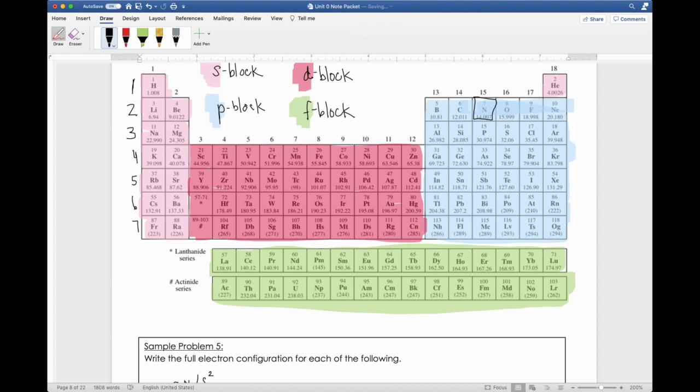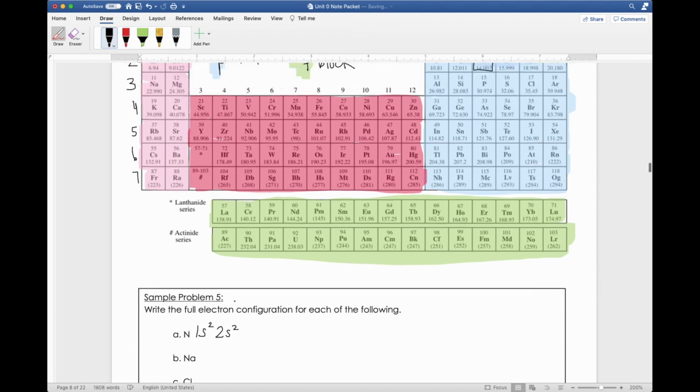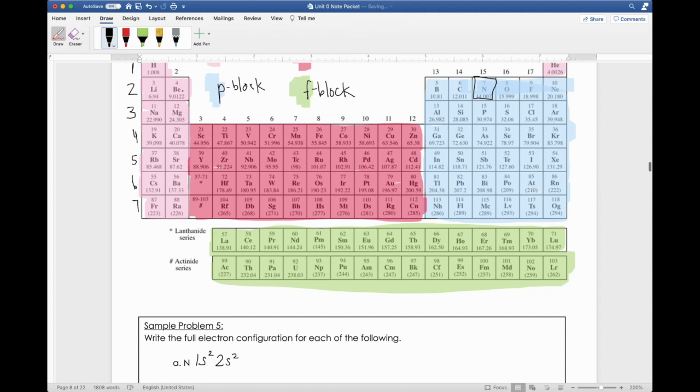Lithium's electrons are in the second energy level. All of these elements have their electrons in the second energy level. But to get to nitrogen, I have to pass through the 2s block because I'm still in this section right here. So I'm going to start off by writing 2s, and I have to pass through 2 elements, lithium and beryllium. So 2 for the energy level, s for the block, and 2 because you have to pass through 2 elements.